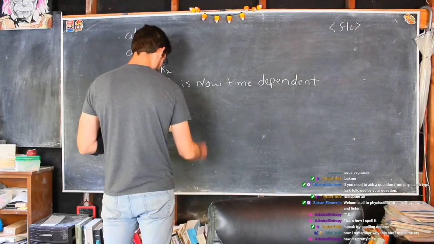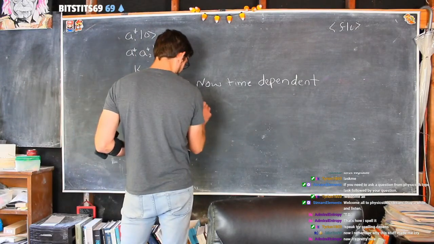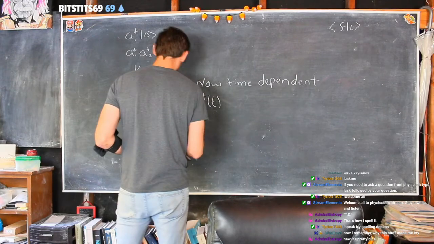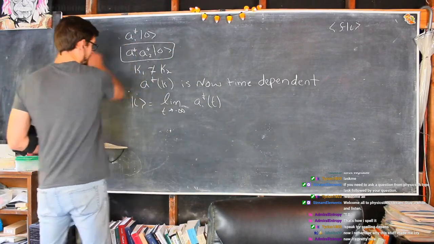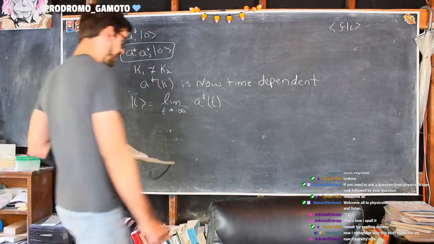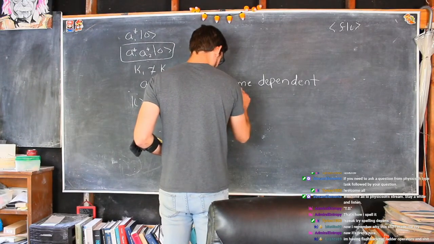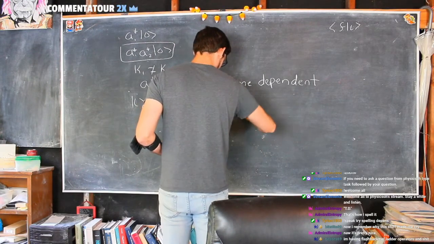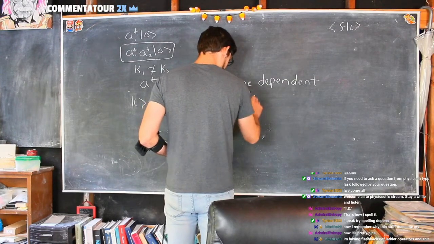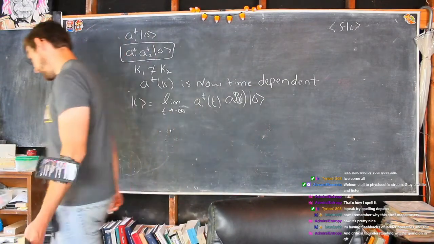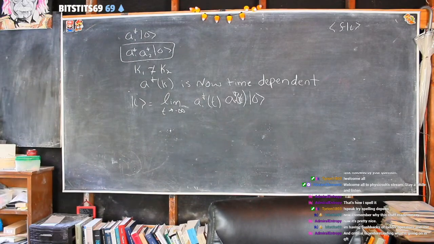All right, so now we have the limit as time goes to negative infinity, and we can actually have a time component inside of this arrangement right here. So at some time this gets created, and at some time this gets created. And that's the initial state, okay?